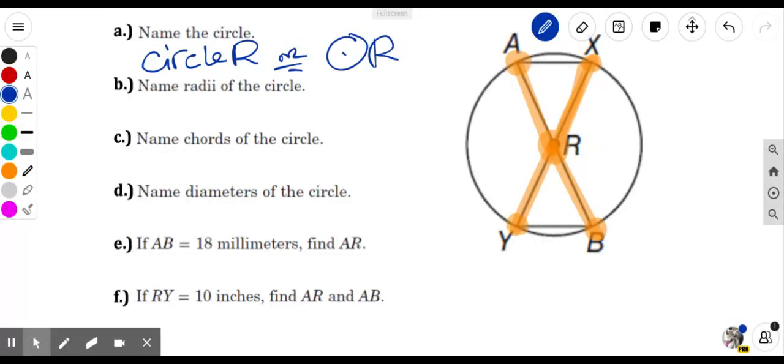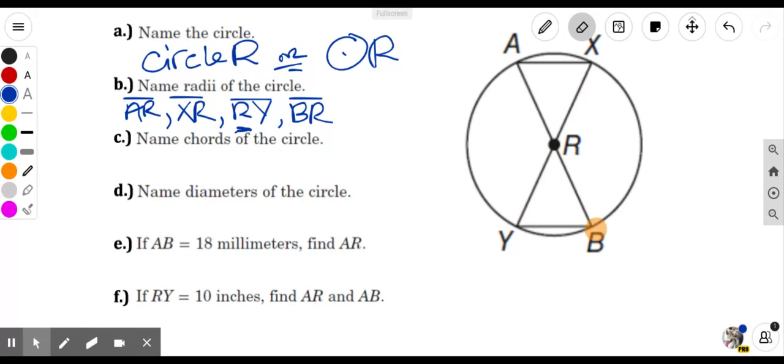Okay, so let's name them. We have AR. Remember when we're notating segments, you do capital letters with the bar on top. So we have AR, we have XR, we have RY, and we have BR. Now notice the order that I did them in. It doesn't really matter, but notice for some of them I put the R first, and for others the R second. The order doesn't matter with the segment, as long as you have 2 capital letters with the bar on top.